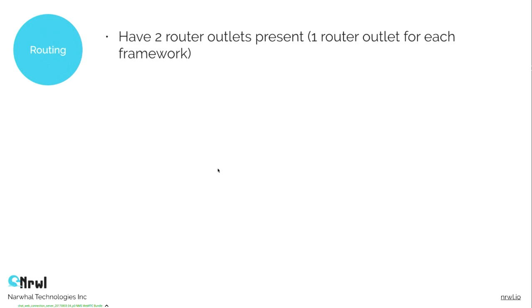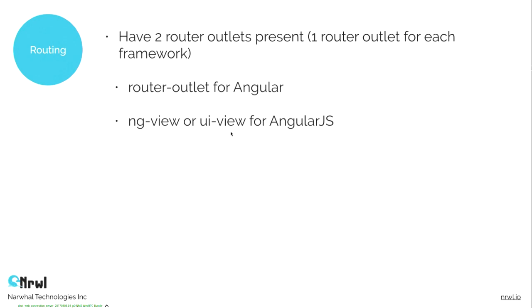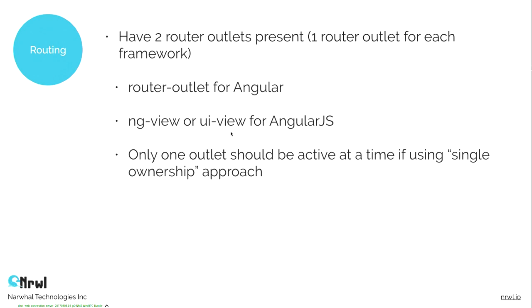Horizontal is the opposite, where you just work your way down, upgrading components a little bit at a time. But either way, we tend to advocate for having two router outlets living together and one of them owning the route at any given time. So we'll have the new Angular router outlet, and then we'll have the ng-view or ui-view present to render the AngularJS routes. We call the approach the single ownership approach. So we should only have one outlet active at a time.